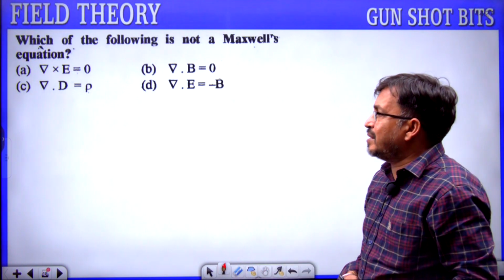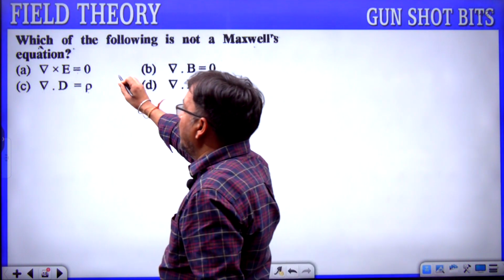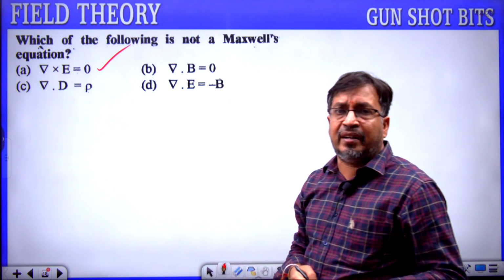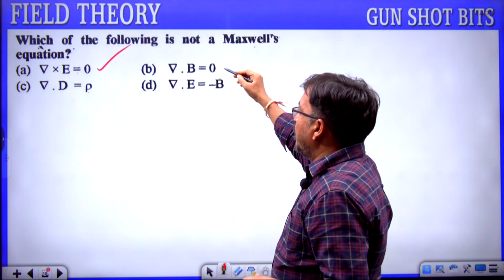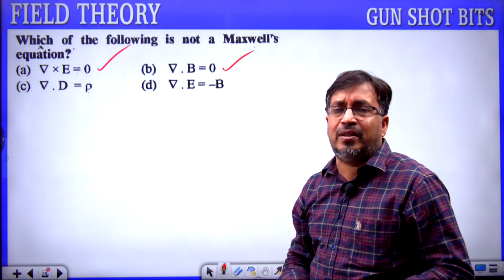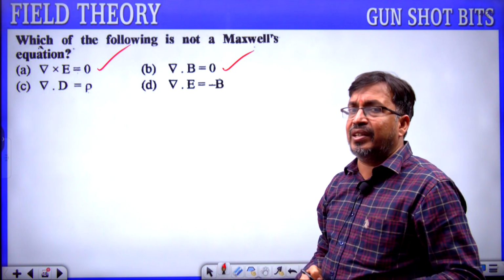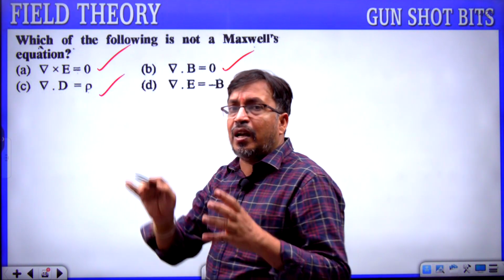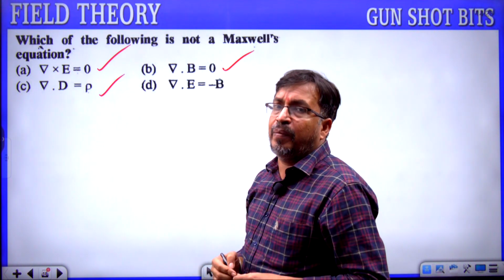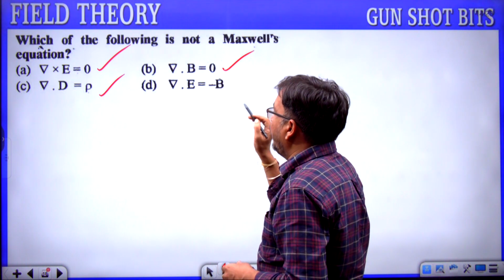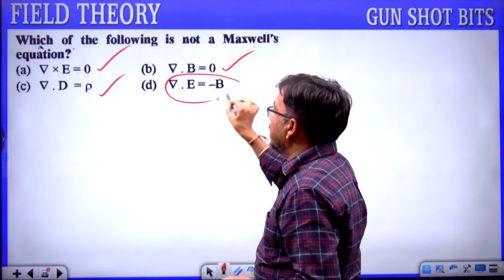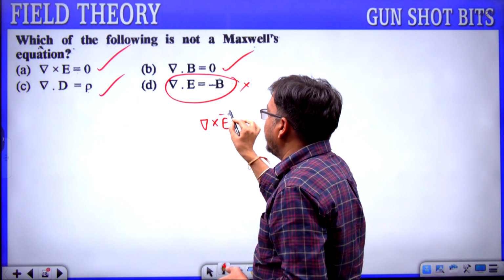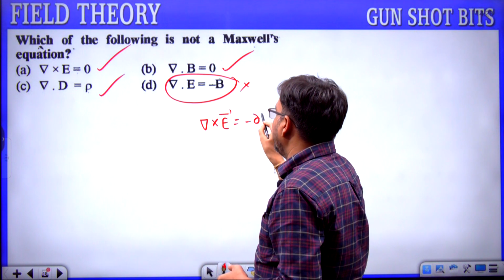Which of the following is not a Maxwell equation? There are 4 equations given. Curl E equal to 0 is a Maxwell equation derived from the law of conservation of electric field. Divergence of B equal to 0 is also a Maxwell equation, derived from the law of conservation of magnetic flux. Divergence of D equal to rho V is also a Maxwell equation, derived from Gauss law. And divergence of E equal to minus B is not a Maxwell equation, because the correct one is curl E equal to minus dou B by dou T.